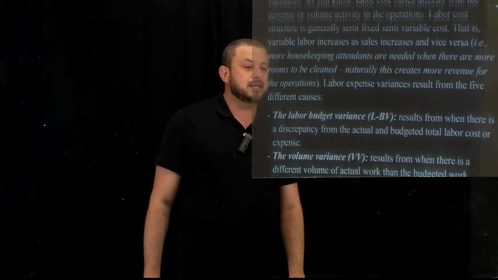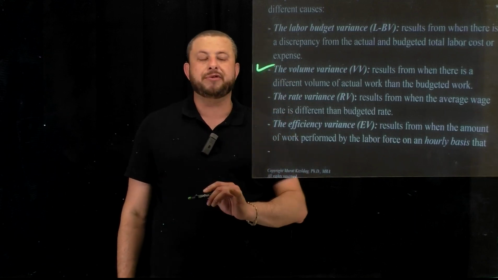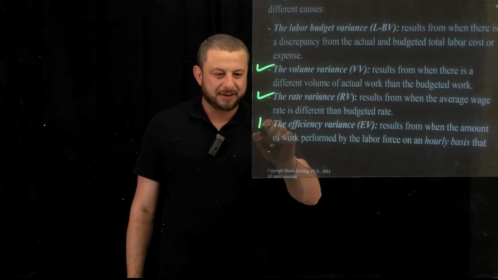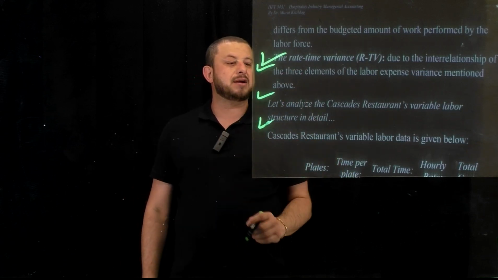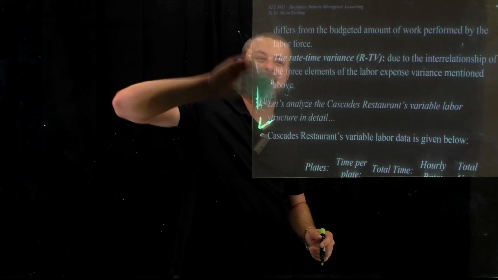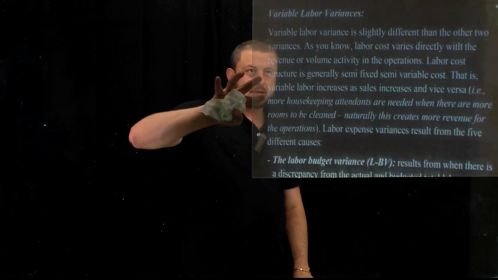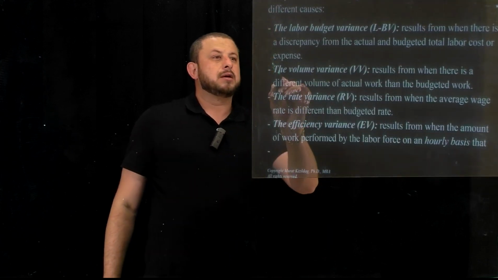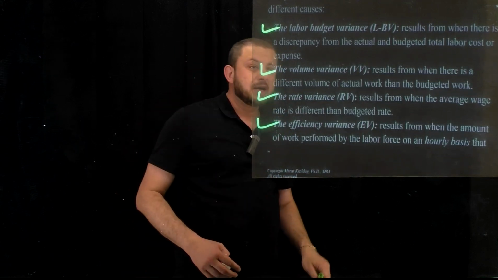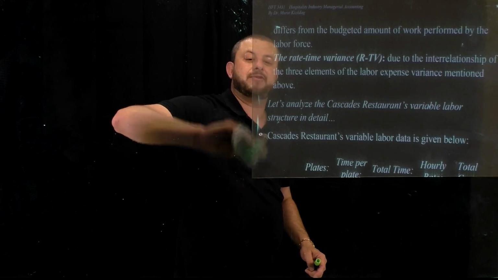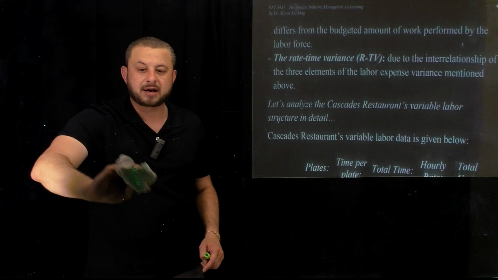That's why, if this is the issue, the entire labor budget variance will be based on the volume variance, the rate variance, the efficiency variance, and the combined RTV variance, which is the rate and time variance. Labor budget variance, volume variance, rate variance, efficiency variance. We have 4, and the other one is the rate and time variance to see if we are paying them an okay amount of money for the time they worked.